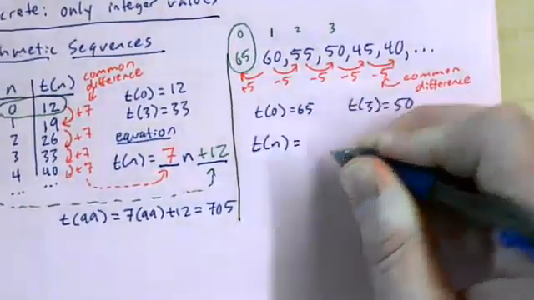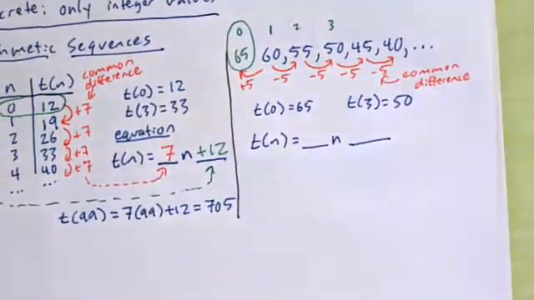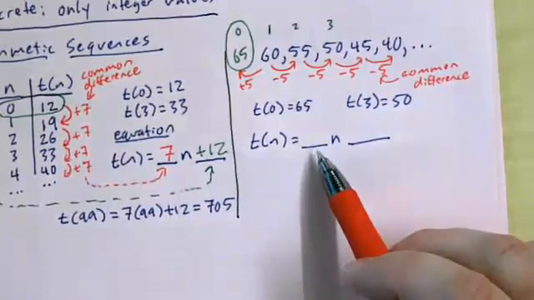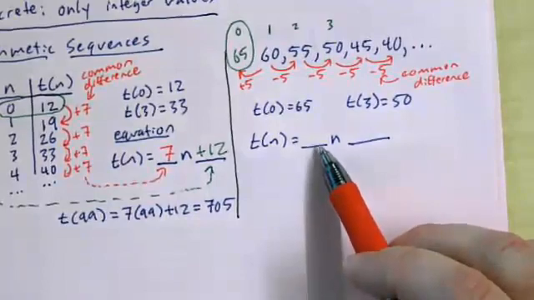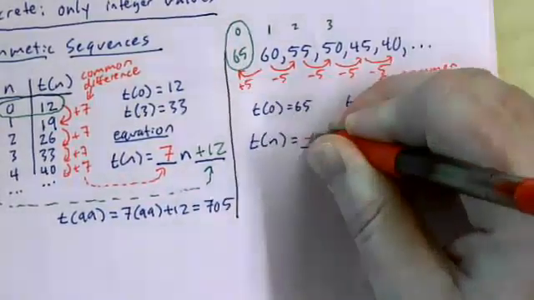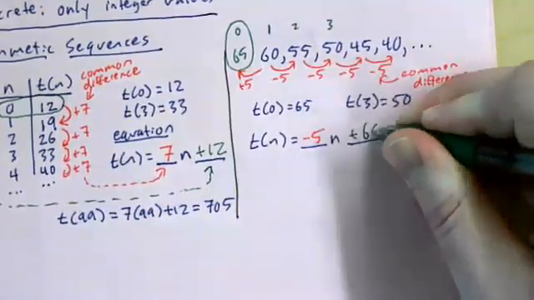Now go ahead and write me an equation for this sequence. T of n equals something n something. See if you can remember where all the pieces come from. What should be the coefficient on my n this time? Should it be the 65 or should it be the -5? The -5, that's my change. And then the 65, that's my 0th term. That's going to be my constant value over here.